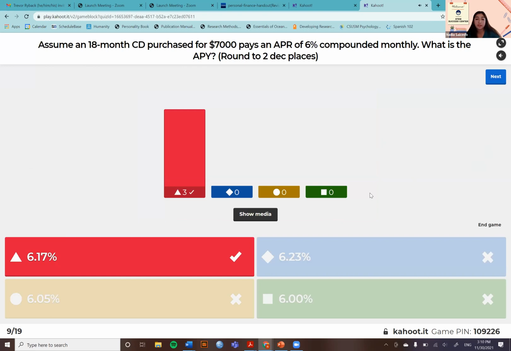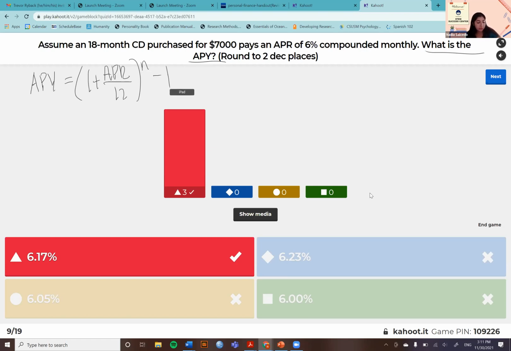All right, so you guys all got the same answer, but I know there's a lot of people that probably didn't answer, so I'll go over it. So this one, it's asking what is the APY? So our APY formula, again, is going to be 1 plus APR over n raised to the n minus 1.